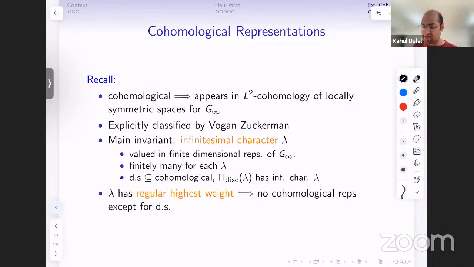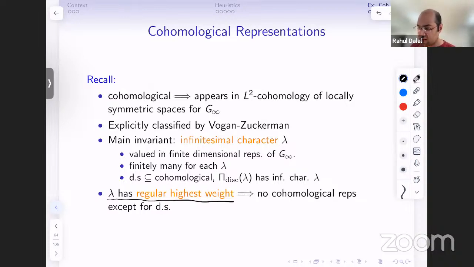Okay, and one important thing here is that if lambda is a finite dimensional representation with regular highest weight, then there are no cohomological representations except for discrete series. So the non-discrete series ones are exactly in the exceptional case that we were discussing before, where the finite dimensional representation has irregular highest weight.